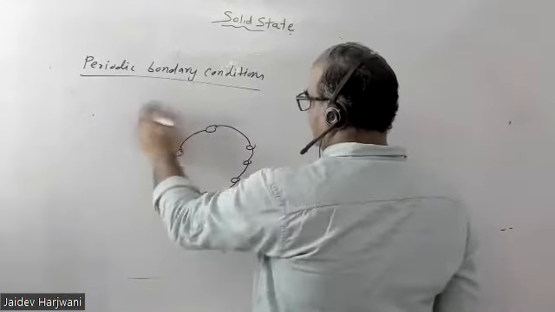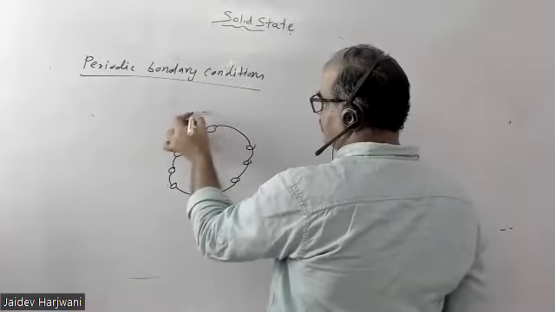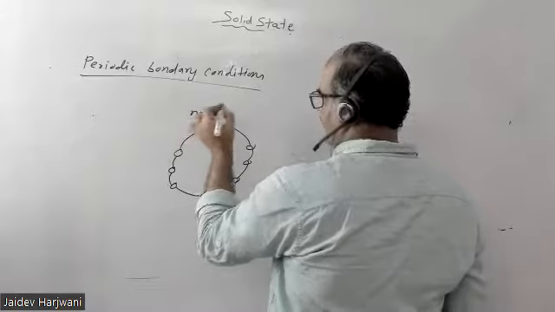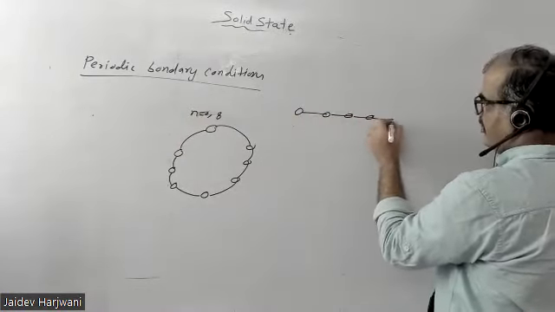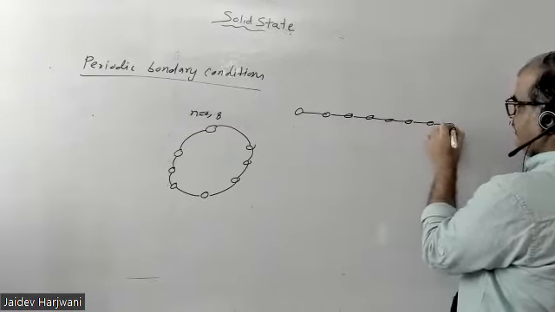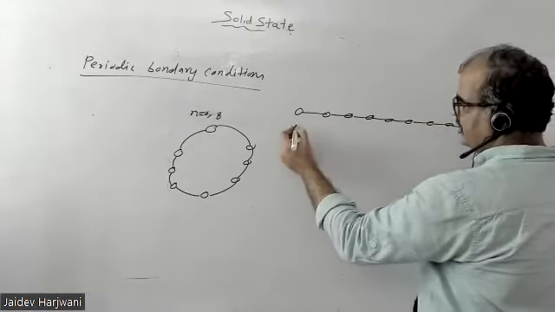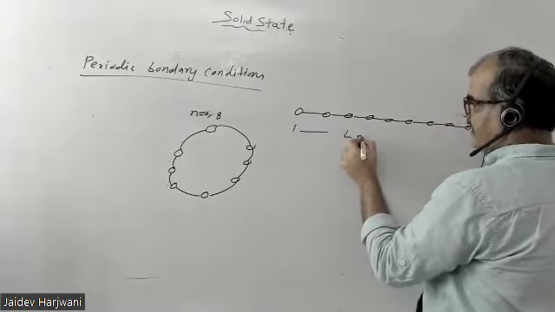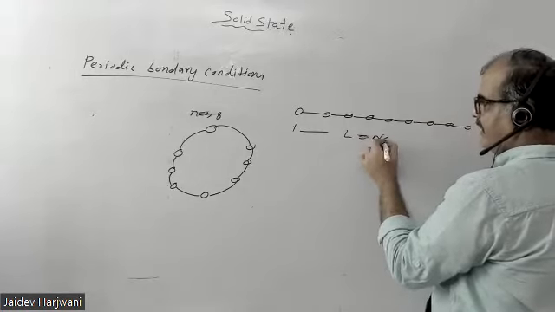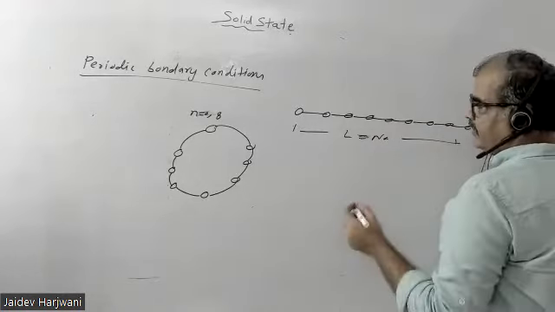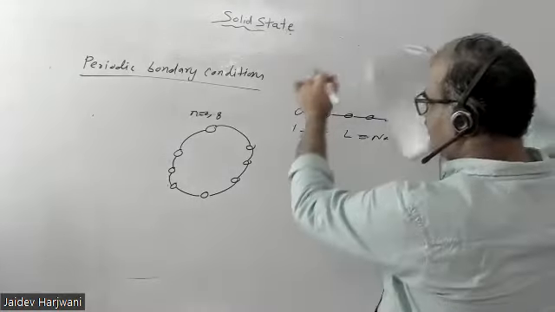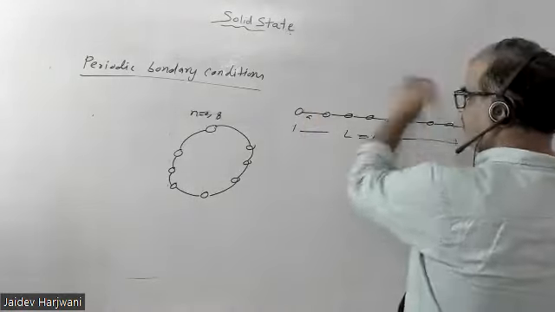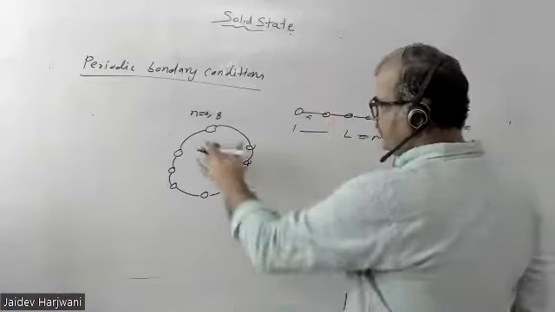Say I have 9 atoms, so say this is n equals 0 to 8. Suppose I have 9 atoms: 1 2 3 4 5 6 7 8 9. So this is a linear chain of Na, with n equal to 8, is A. Now I am making this wave in terms of a ring.